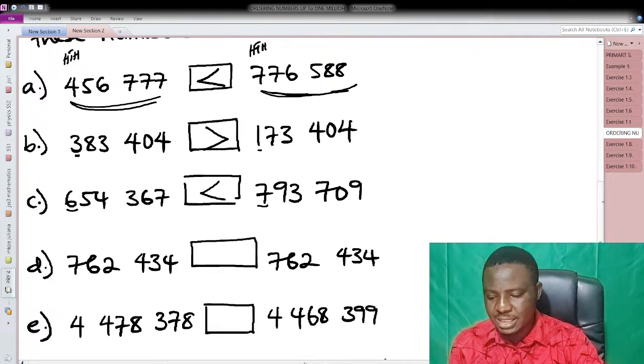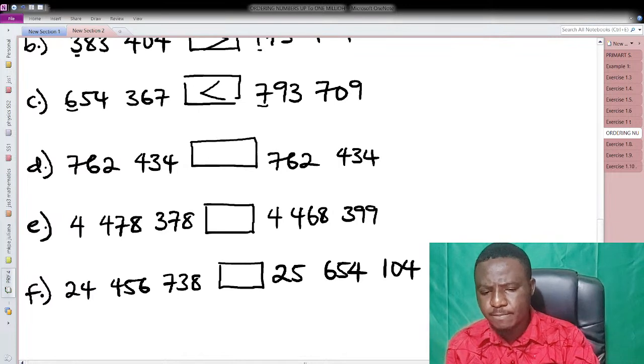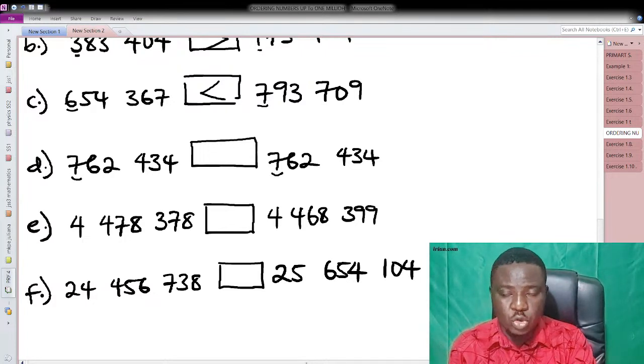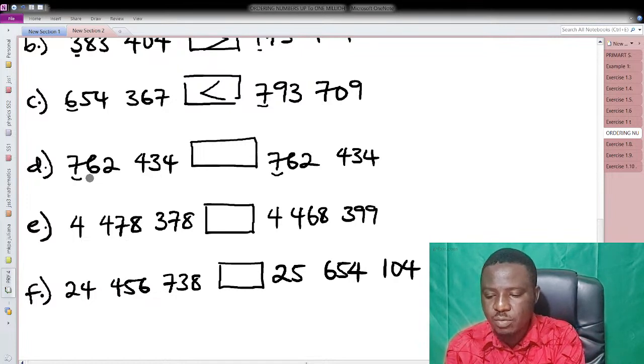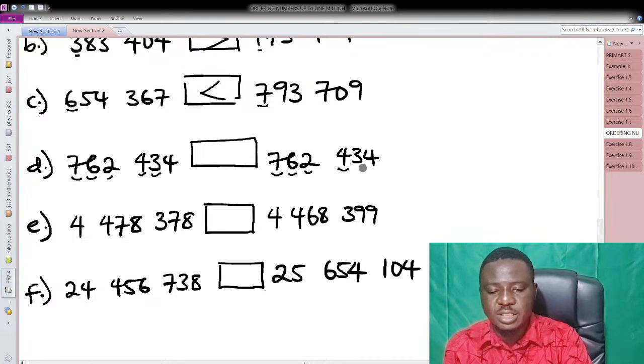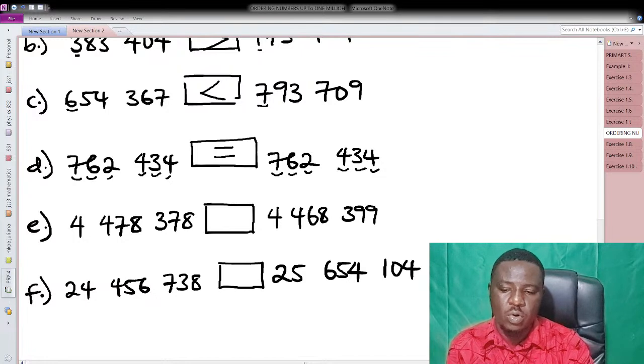Now, if you look at D, they are both of hundreds of thousands. So this is 700,000, 700,000, it is equal. You cannot conclude. Look at the lower digits now. This is 60,000, this is 60,000, equal. This is 2,000, this is 2,000. It means they are equal. Keep going until you find a difference. This is 400, sorry. This is 30, 30, 4, 4. It therefore means that none is greater than the other. So we say both numbers are equal. So in D, they are said to be equal.